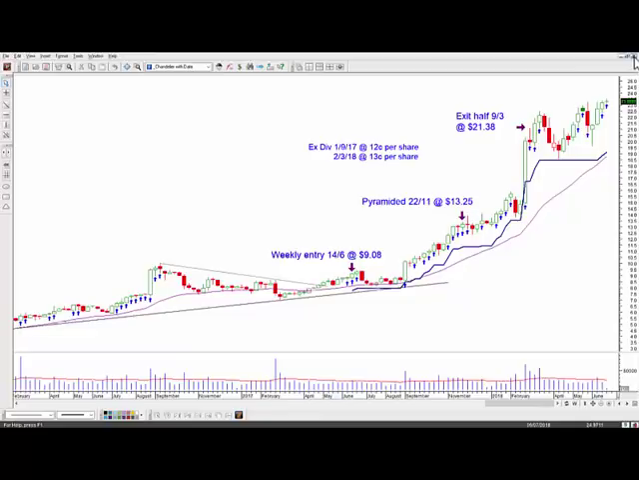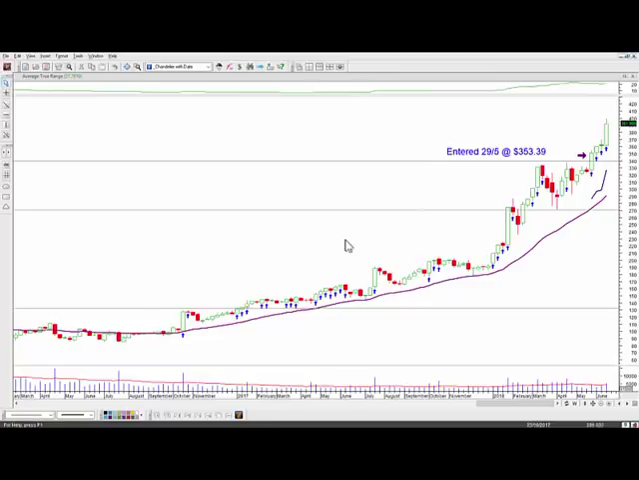Now, with my weekly trades, these are both Australian shares. I also have been building into a portfolio of US shares in my weekly long-term system that I've been sharing with my mastermind members. So this is one of those US shares I entered into on the 29th of May at $353.39. And you might think, wow, that's a high price.